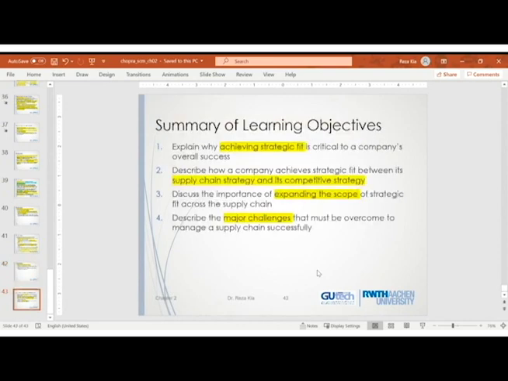Okay, this is the summary of chapter 2. We have understood why we need to achieve a strategic fit. As you have seen, to get a strategic fit, you need to make an adjustment between supply chain strategy, which is the capability of your supply chain, and competitive strategy. If you remember, in competitive strategy, we are defining our customers' priority. And for today, we saw the scope of supply chain, how we can expand the scope of strategic functions in a supply chain, and what the main challenges in a supply chain are.